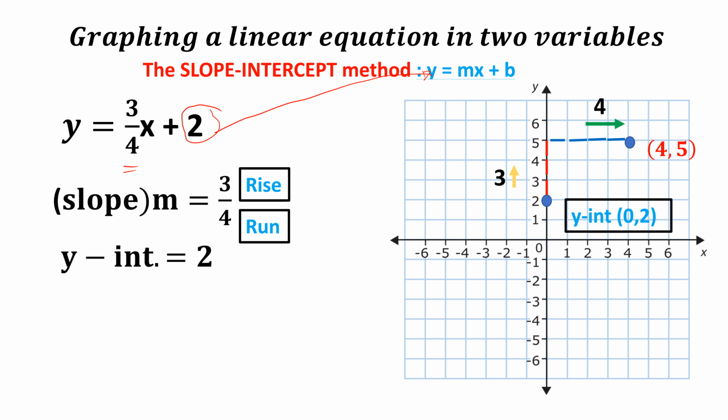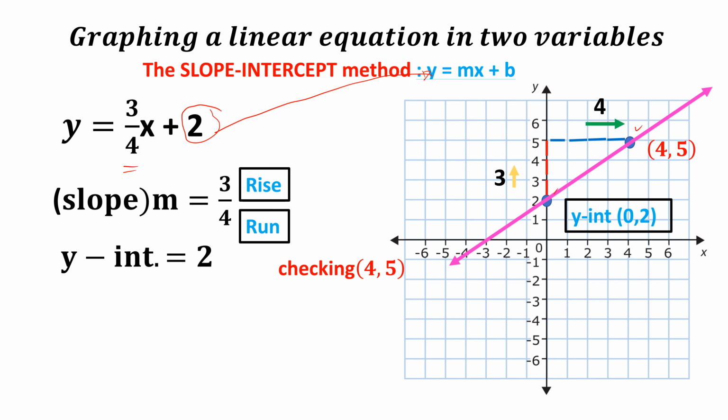So we are done plotting the 2 points already, because our title is graphing a linear equation in two variables by the slope and the y-intercept. We have done the y-intercept, and by following the slope, the rise over run, we were able to get the next point. So we can now connect the points.